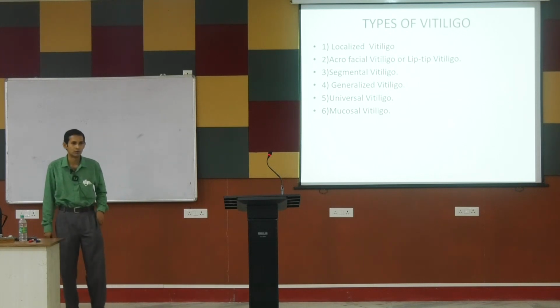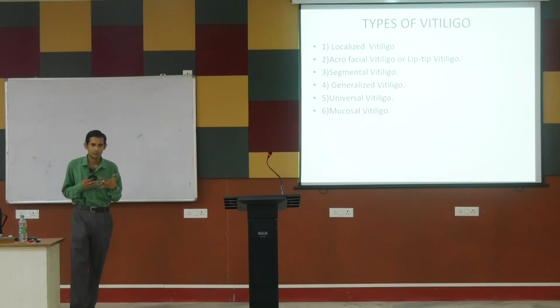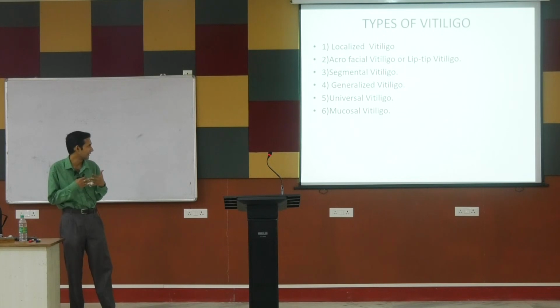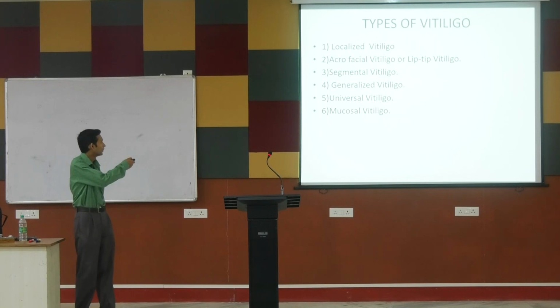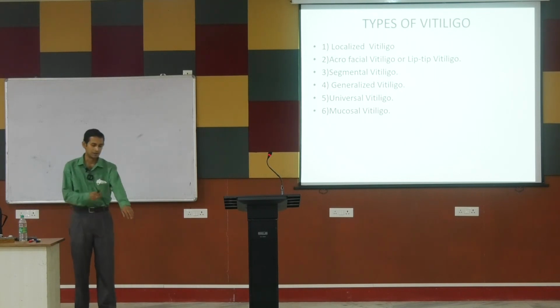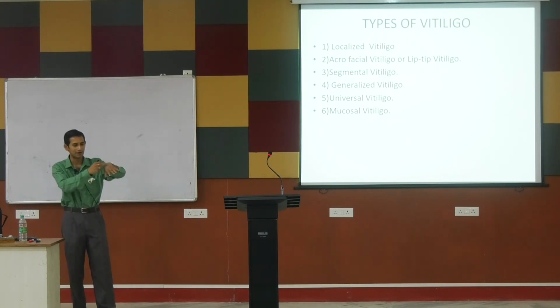Now the types of vitiligo. What are the types? Usually vitiligo is classified into mainly 6 types. In different books the classification is different, but mainly 6 types of vitiligo are found. Which are the 6 types? First is the localized vitiligo or focal vitiligo, where a localized patch of depigmentation is present either in the hand or feet or the face. Localized disease, that is localized vitiligo.